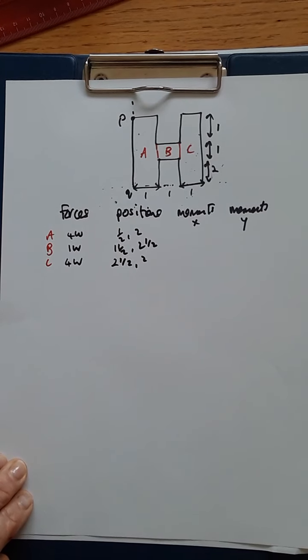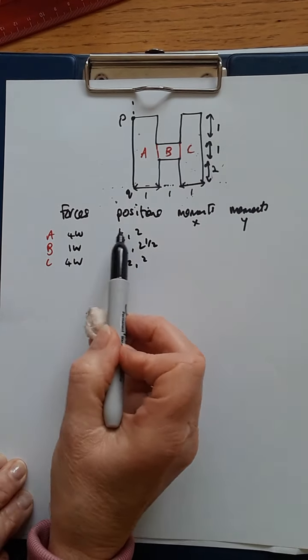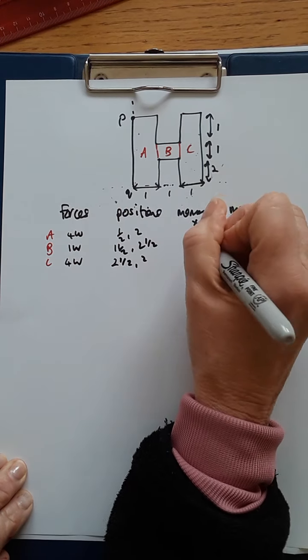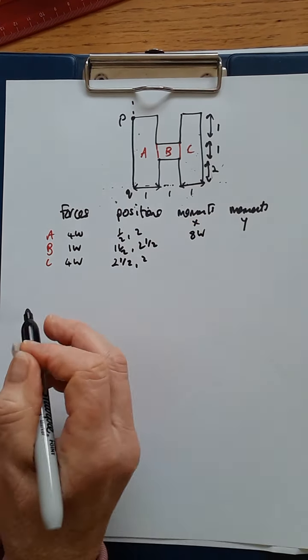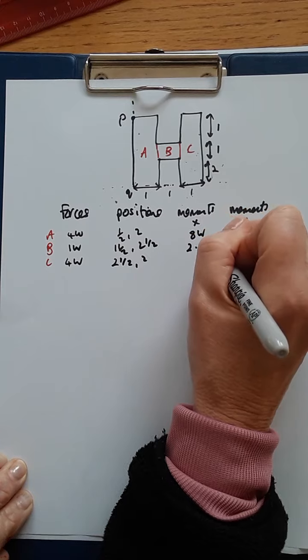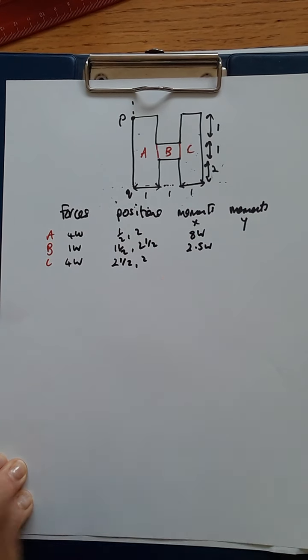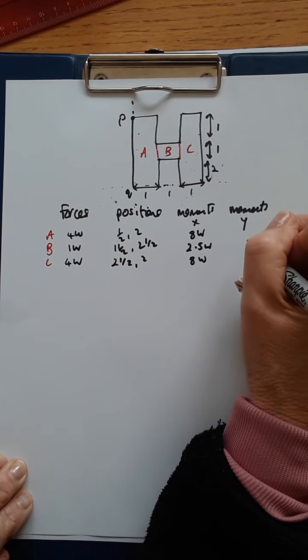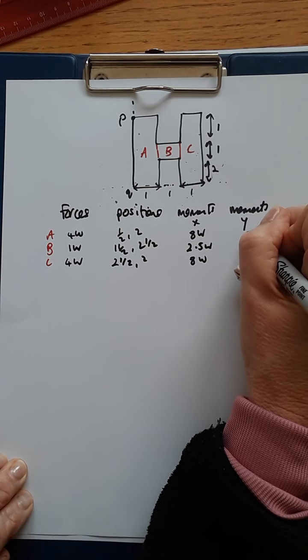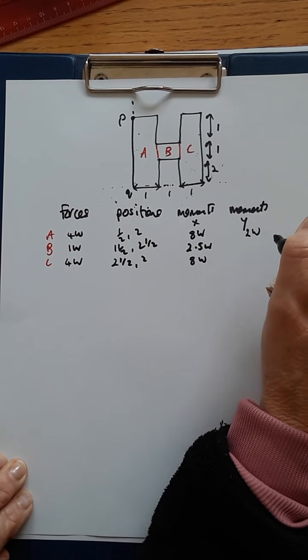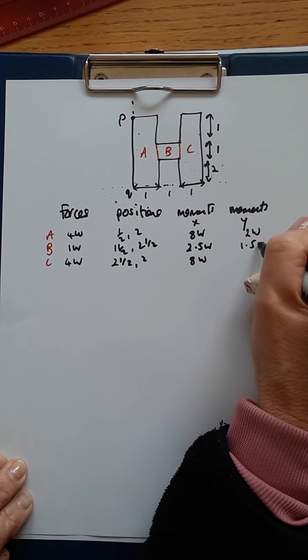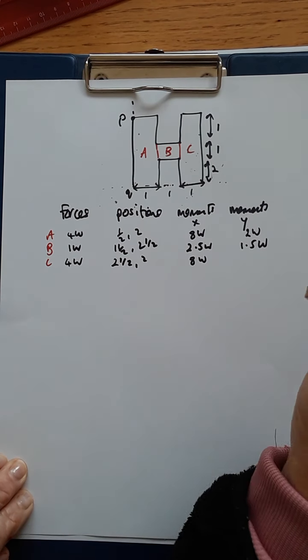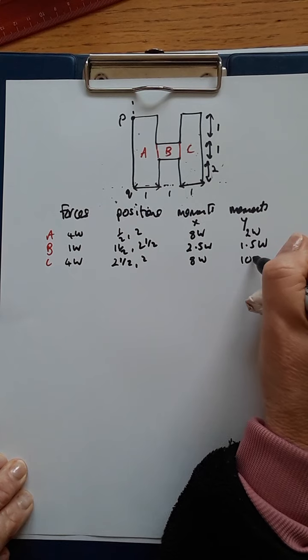Okay, the moments about the x-axis for A would be 4W times 2. That's going to give me 8W. 1W by 2.5 will give me 2.5W, and 4W by 2 will give me 8W. If I do the moments about the y-axis, I'm going to get 4W by 1/2, which is 2W. For B, it's going to be 1.5W, and for C, it's going to be 2.5 by 4, which is 10W.